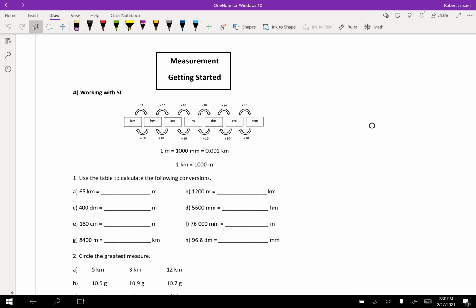All right, the fourth unit will be with measurement. So a little bit of review before we begin.